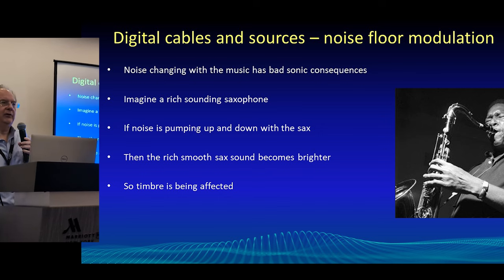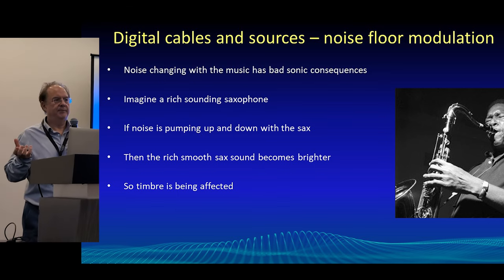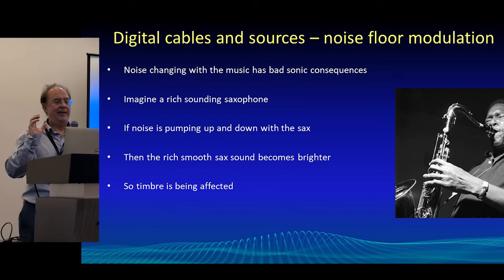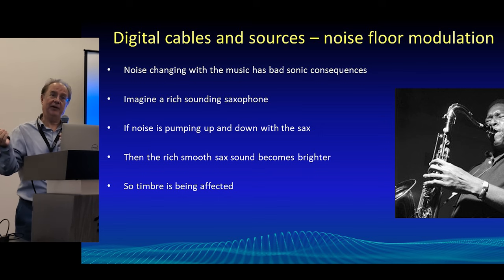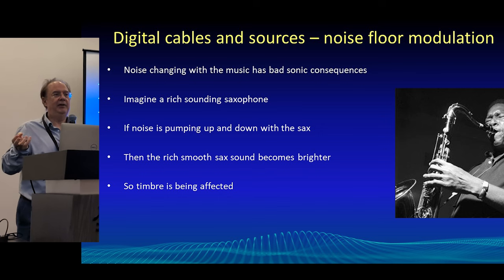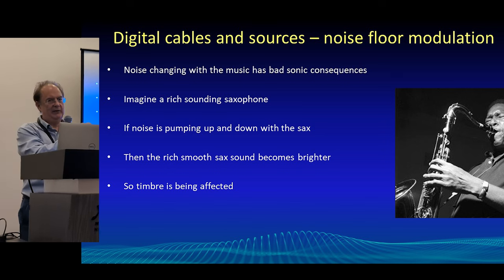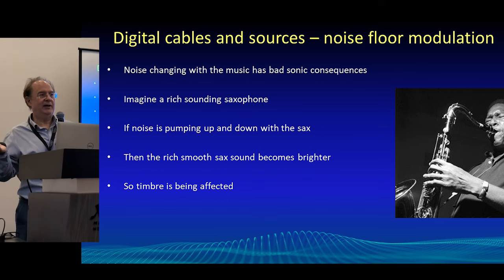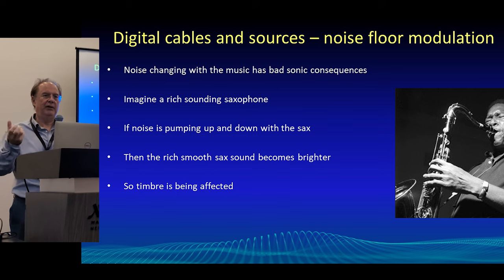So what are the subjective consequences of noise floor modulation? Imagine you've got a rich sounding saxophone, and noise is pumping up and down with the saxophone, which is what's going to happen with random RF noise. That rich, smooth sounding sax is now going to have a white noise contribution to its sound. That's going to make it sound brighter than it should. The brain cannot separate out the sound of this noise floor modulation from the sound of the sax, because they're completely in sympathy with one another. Sax increases in volume, the noise increases in volume in a completely linear fashion. So now your timbre of a saxophone is brighter than it should be.